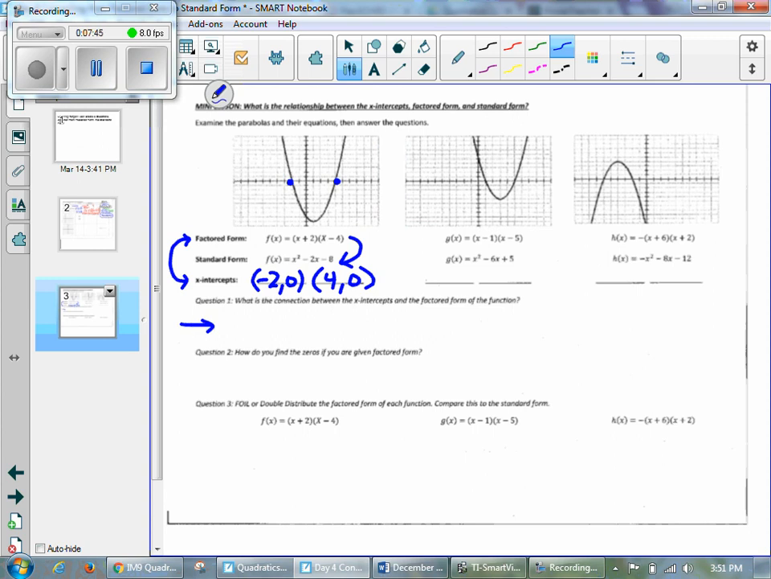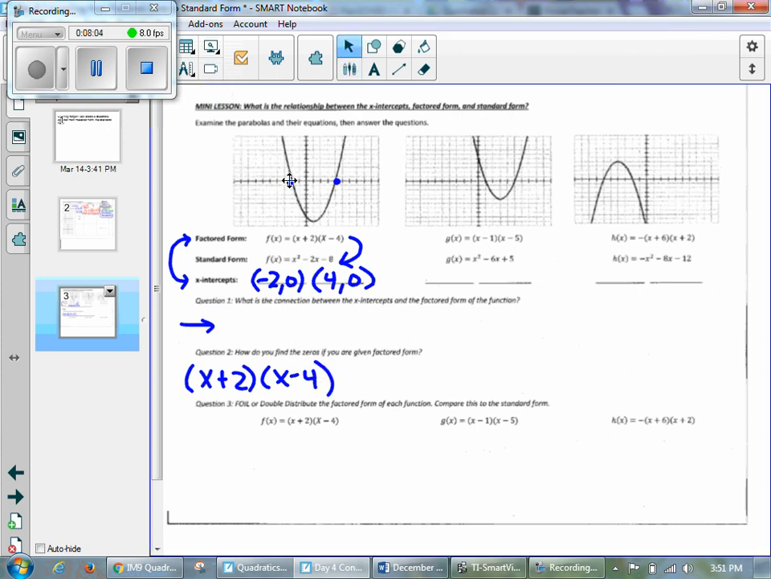Question 2. Let's say you weren't able to identify your x-intercepts using your graph. So all you have available is your factored form. So you have x plus 2, and you have x minus 4. How could I get my zeros, or my x-intercepts, as they're also known, from this factored form? To do that, you can set each of these factors equal to 0 and solve.